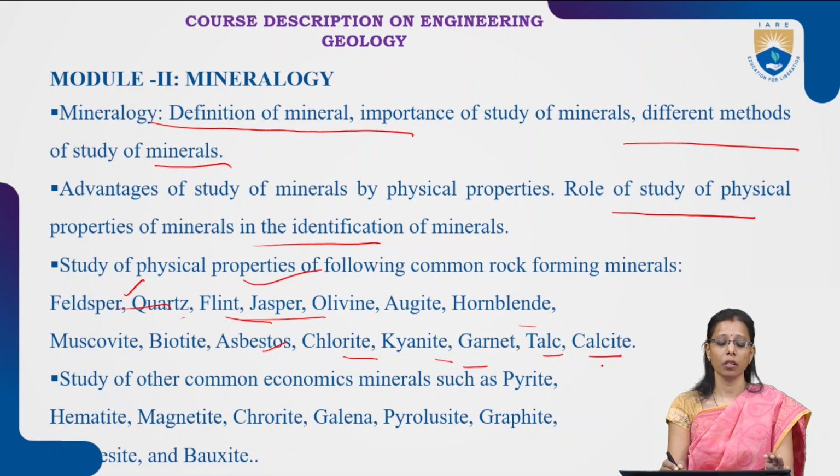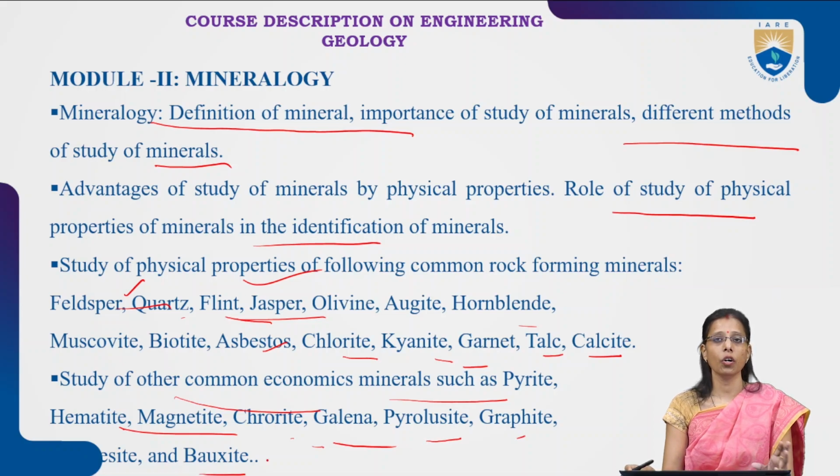But sometimes if you take a rock, you may find two or three types of minerals present in it. Study of common economic minerals such as pyrite, hematite, magnetite, chlorite, galena, pyrolusite, graphite, bauxite. So these are all kinds of economic minerals.